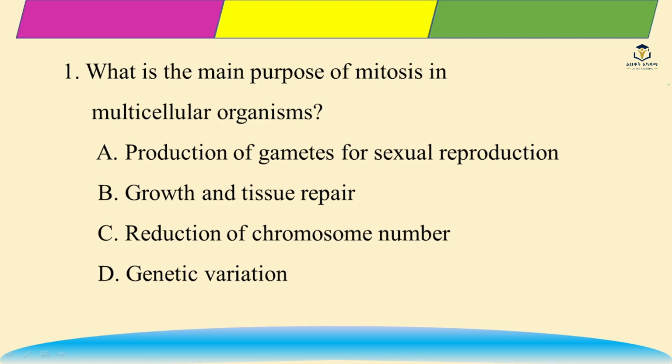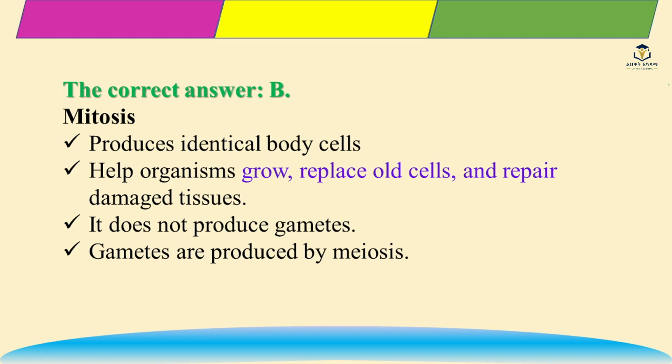Let's begin. Question 1. What is the main purpose of mitosis in multicellular organisms? A. Production of gametes. B. Growth and tissue repair. C. Reduction of chromosome number. D. Genetic variation. The correct answer is B. Growth and tissue repair. Mitosis produces identical body cells that help organisms grow, replace old cells, and repair damaged tissues.